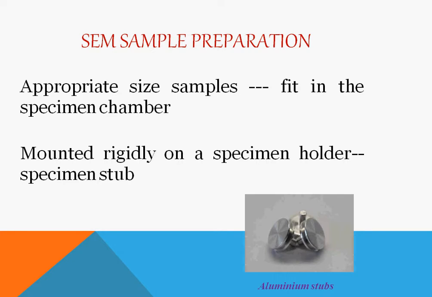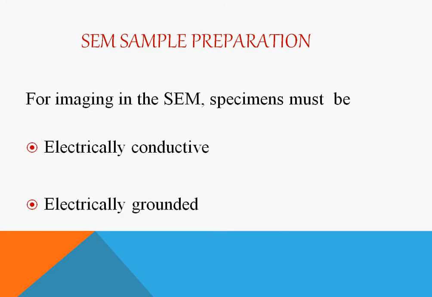How to prepare the samples? First we should take an appropriate size of the sample which should fit in the specimen chamber. The specimen can be mounted rigidly on the specimen holder, which is called the specimen stub. In the diagram, what we are going to see is an aluminum stub, which is going to hold some of the specimens. For imaging in the SEM, the specimen must be electrically conductive as well as electrically grounded.